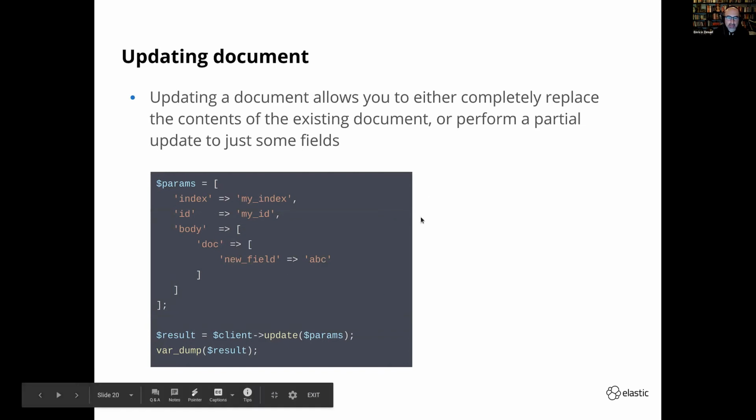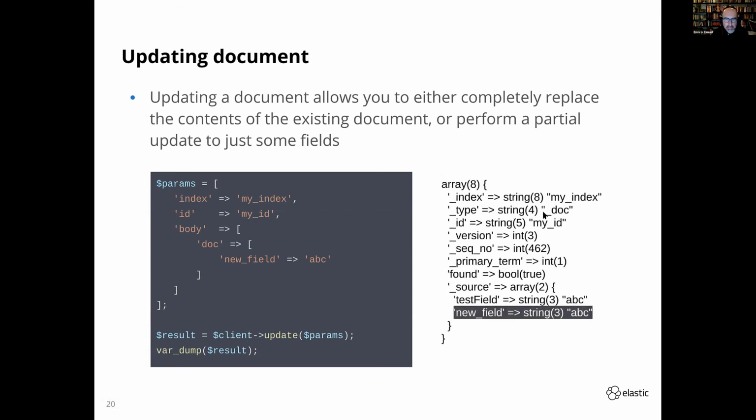If we use the update endpoint of the API, we will have something like this as a response. As you can see, we have almost the same as the previous slide with the get, but with a new field. So this is an example of how to add a new field, a partial update. As I said, you can even completely replace the content if you just override the value of the test field, for instance, in this case.